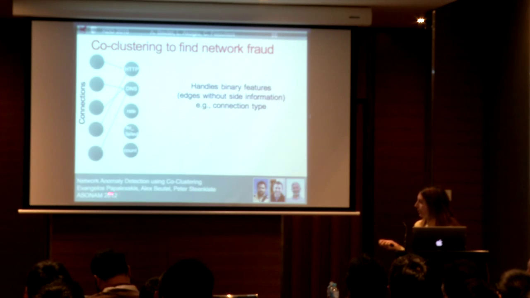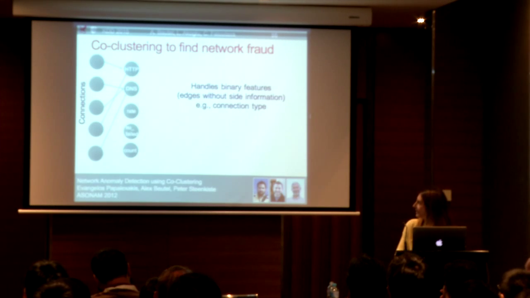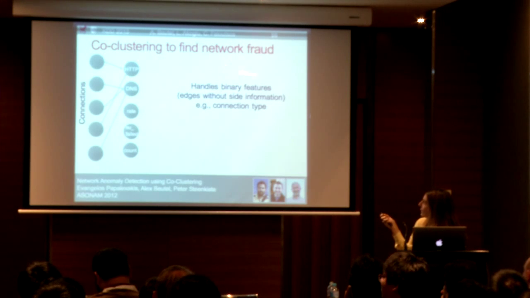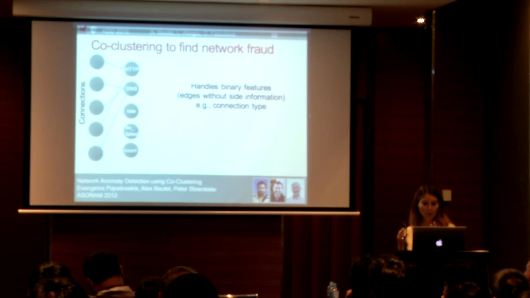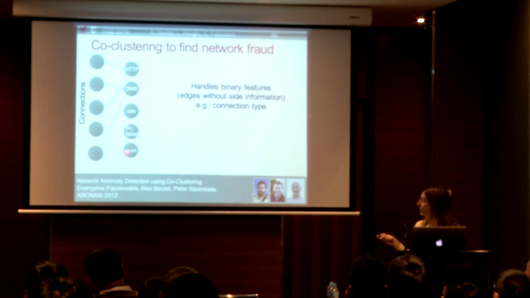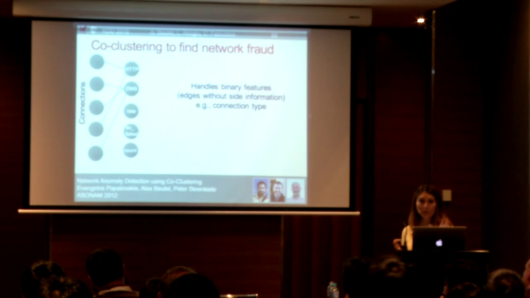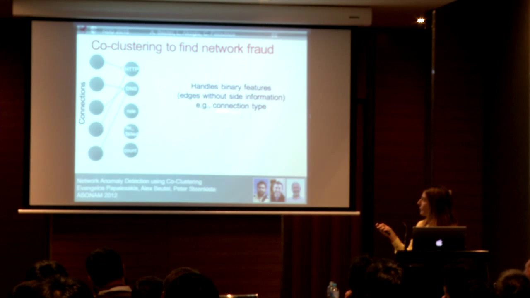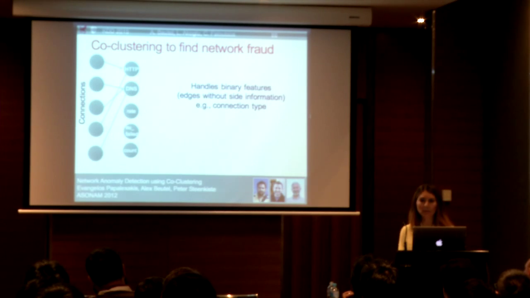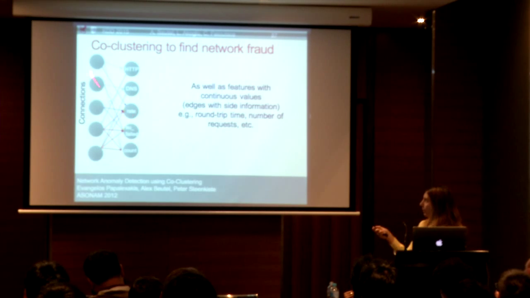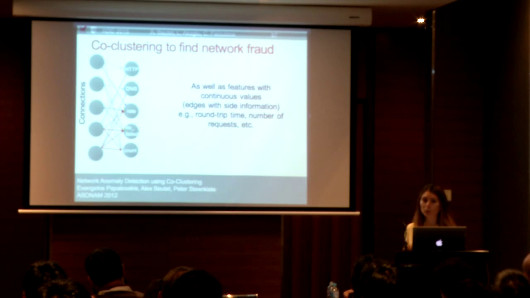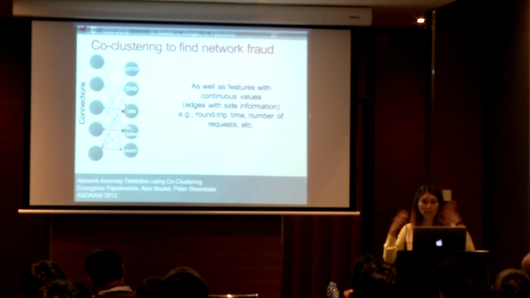Continuing, so this is work by Papalexas and colleagues trying to find network fraud in bipartite graphs. Here again, you're trying to find network intrusion or fraud. These are sources, these are destinations, but this is not the end of the story, right? We're going to look at some attributes, add some more information, such as the type of connection, for example. That may be a binary categorical attribute, or numerical, such as round trip time for this connection, number of requests between these two, and so on. You add more information, make the graph more complex.